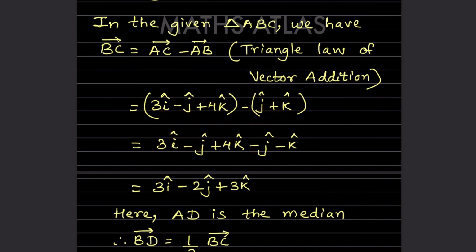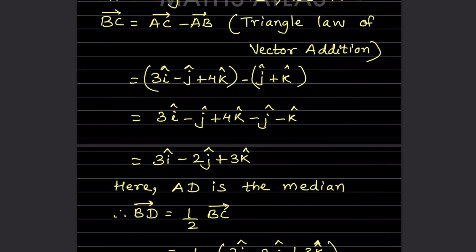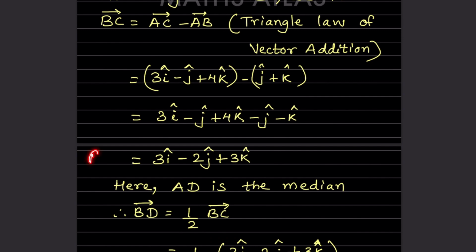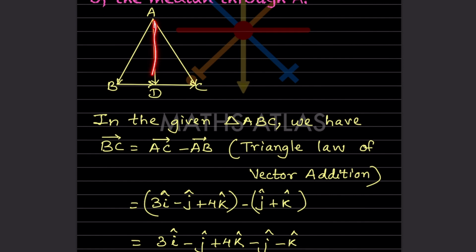When we take the like terms together, we can see this i is alone over here. j and minus j means minus 1 minus 1, that is going to be minus 2. Plus 4 minus 1 is going to be plus 3. So whatever we got here, this is BC. AD is given as the median. This AD is the median, right?